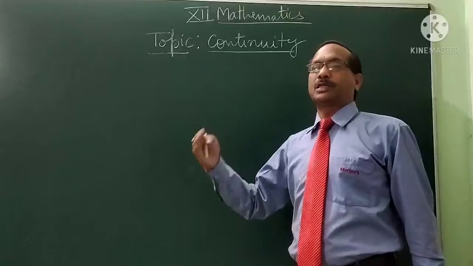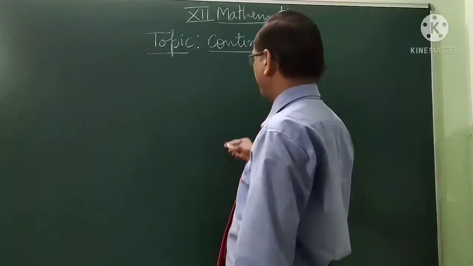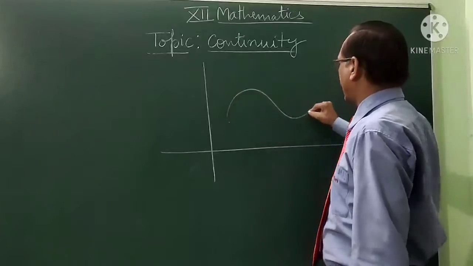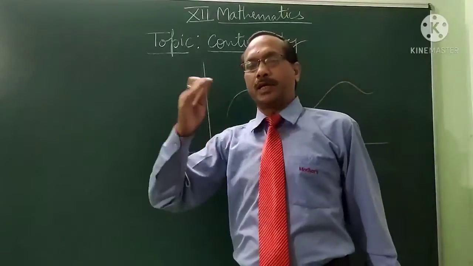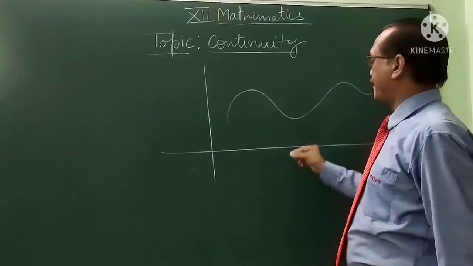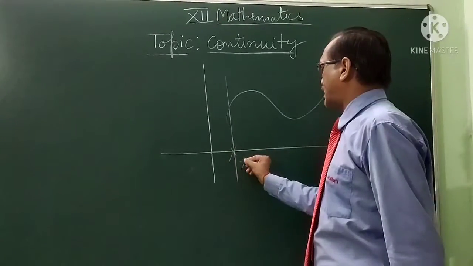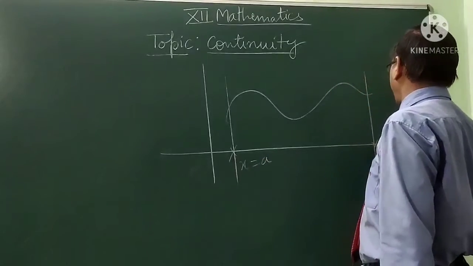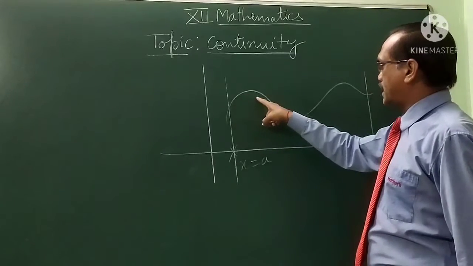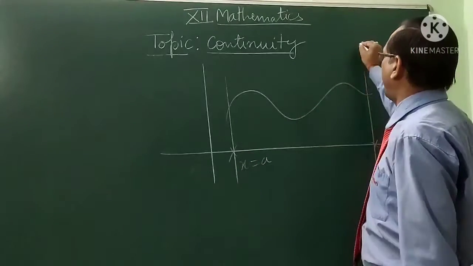Today, I am going to start the topic continuity. You must know the logic of continuity. Continuity means there is a function which is continuously moving. This function is said to be continuous at x equal to a to x equal to b, because there is no break. This function is continuously moving, so we can say this is a continuous function in the interval a to b.